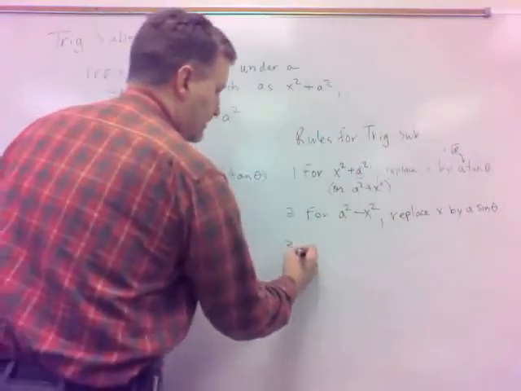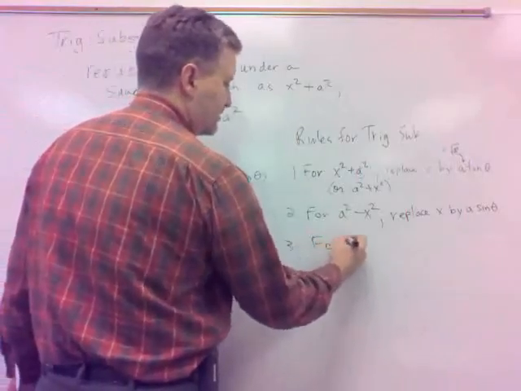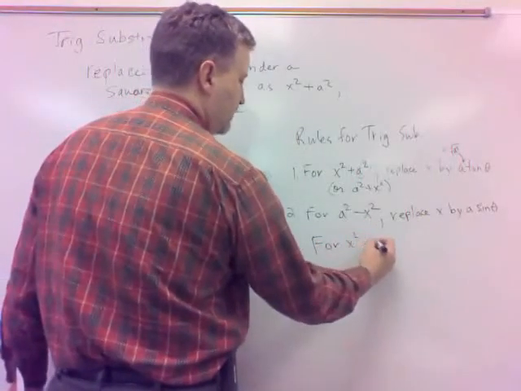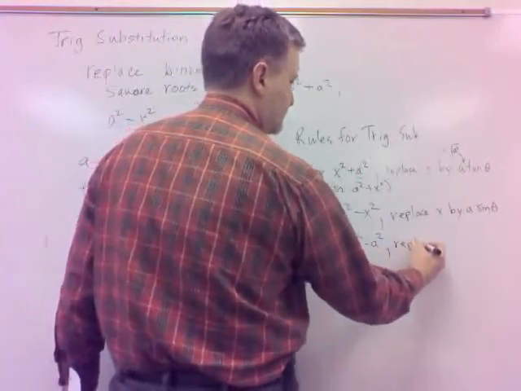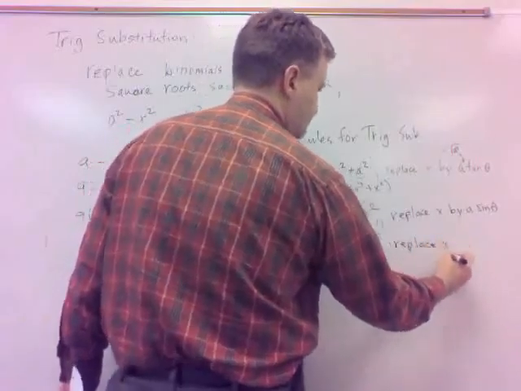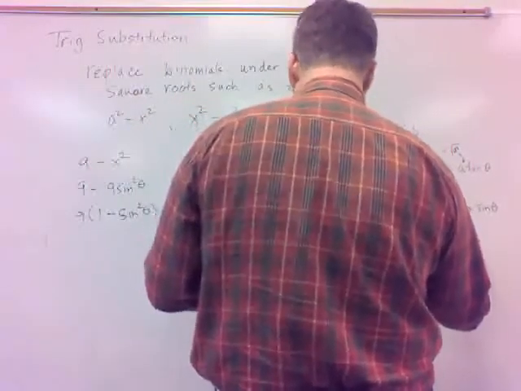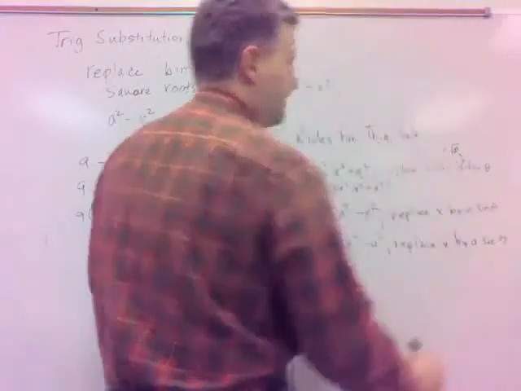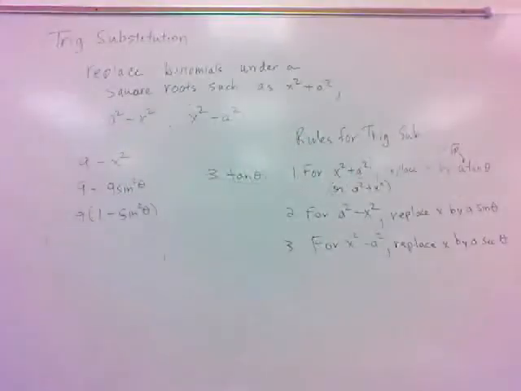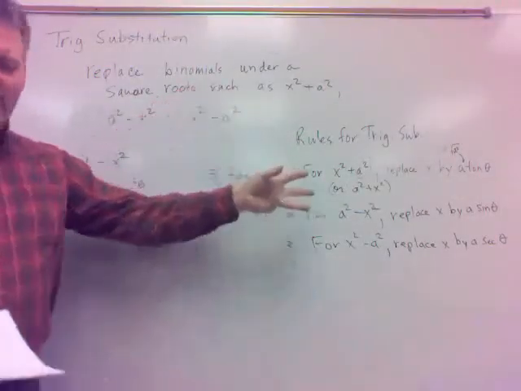And then the third one, well, it turns out if you have x squared minus a squared, it's not sine in that case, it's secant. A secant theta. So those are the 3 we could run into. Now, there's a lot more to it than that, but that's just our first step. So, you with me on that so far?